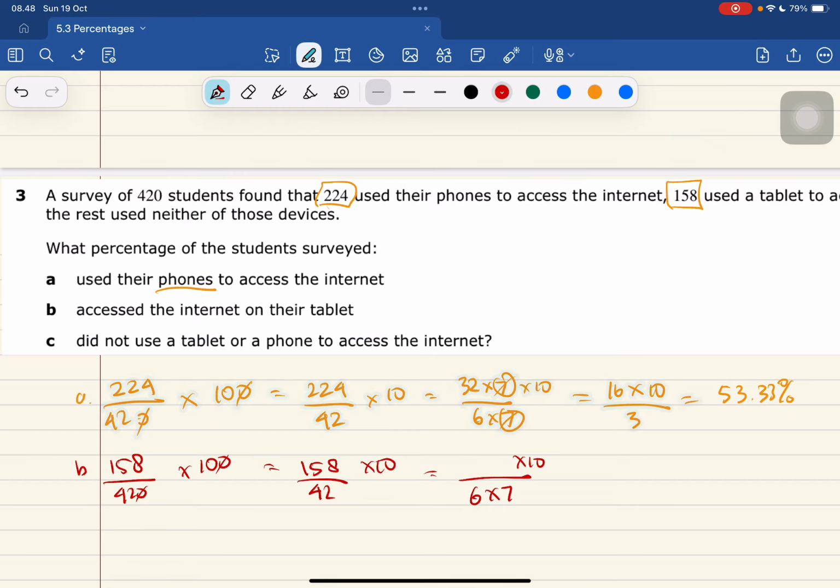How about 158? Can we make it 158 divided by 7? No. So 158 divided by 6. No, we cannot make it. So if we cannot make it, let's divide it just by 2. 158 we divide by 2. So 2 times 79. So here's gonna be 1 and 3. So we got 790 divided by 21.